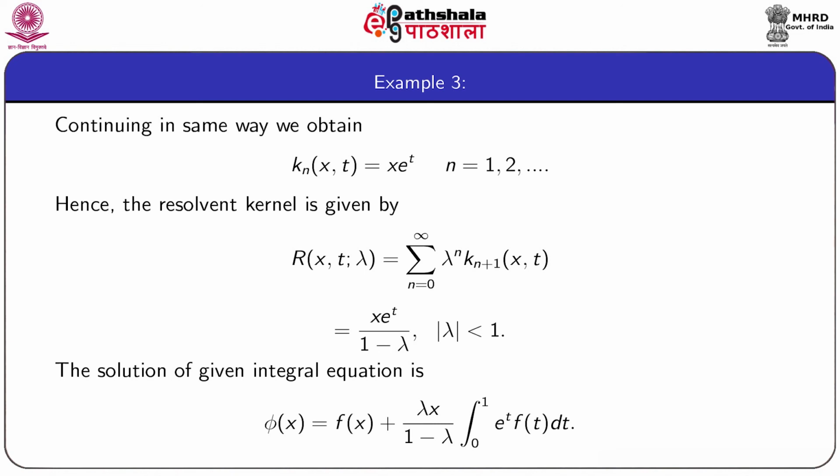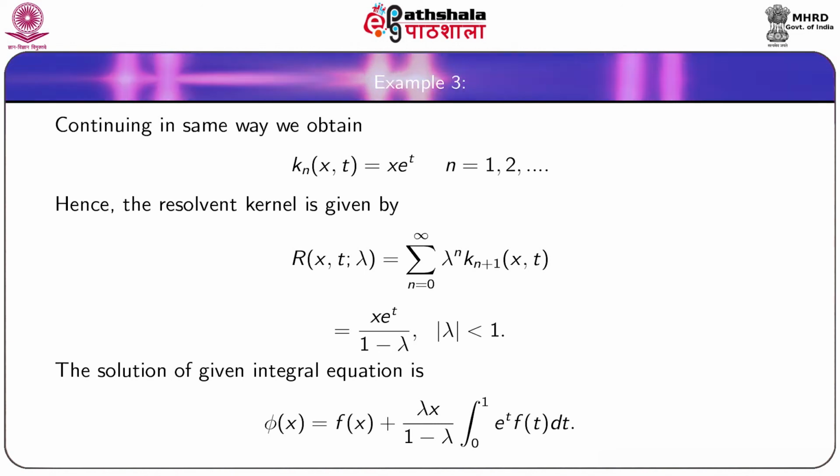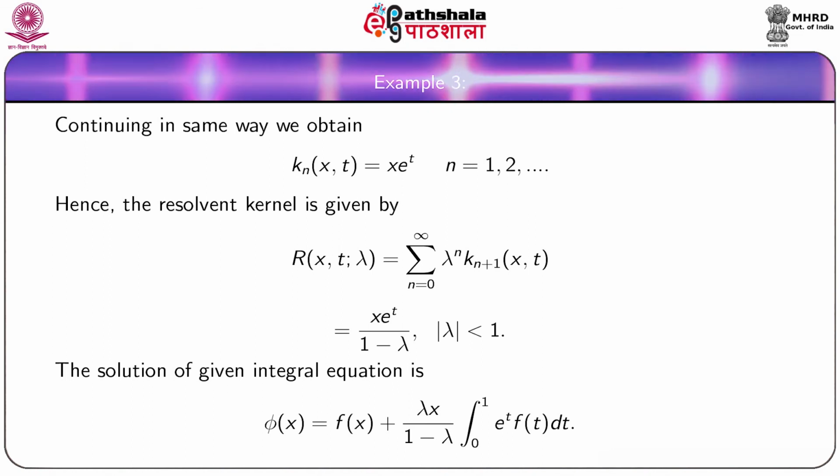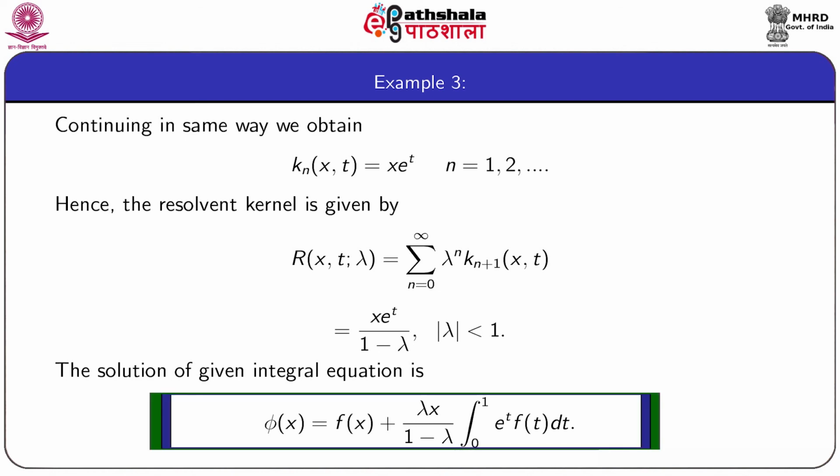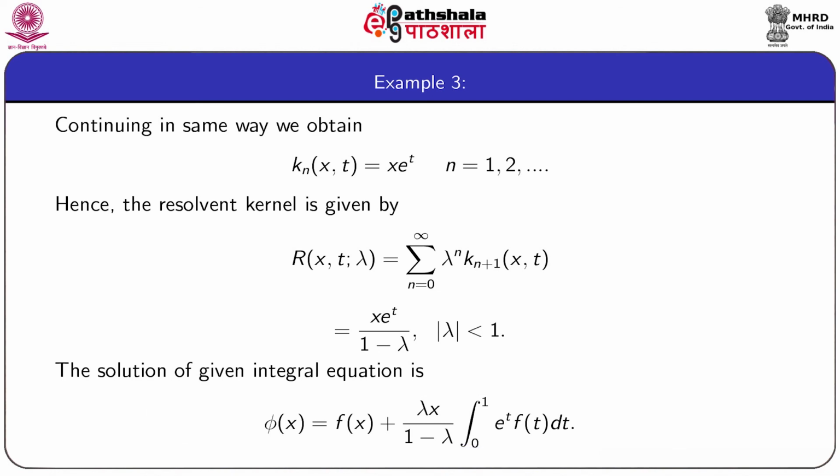Here also the summation will converge for mod lambda less than 1, so that the solution of the given integral equation is phi(x) equal to f(x) plus lambda into x divided by 1 minus lambda integral 0 to 1 e to the power t f(t) dt, and this solution is valid for mod lambda less than 1.